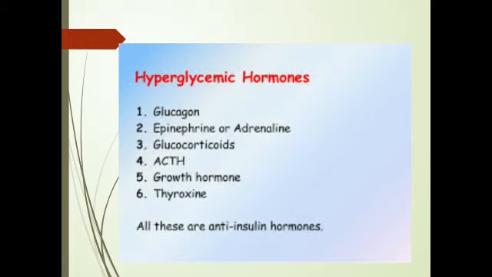Not only glucagon, but there are some other hormones which have a hyperglycemic effect. They include epinephrine, glucocorticoids, adrenocorticotropic hormone, growth hormone and thyroxine. All these 6 hormones are called anti-insulin hormones because insulin is the only hormone which will reduce the blood glucose. That is, the only hypoglycemic hormone is insulin, whereas these 6 hormones produce a hyperglycemic effect. All these hormones interact to maintain the blood glucose at a constant level.